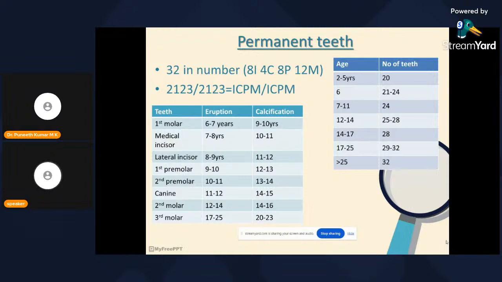This chart, or tabular column, can be used other than eruption and calcification writing. It will be easy for remembering at which age how many teeth will be present. When they ask for 5 marks, definitely this age and number of teeth will be helpful, and it will be a mass gain point.